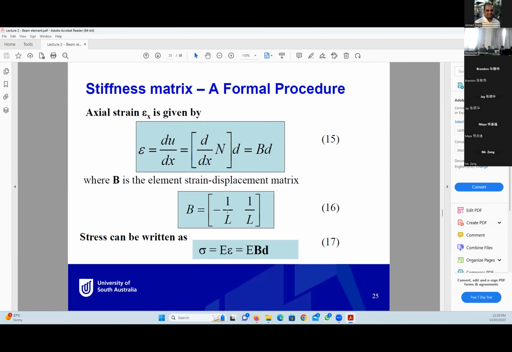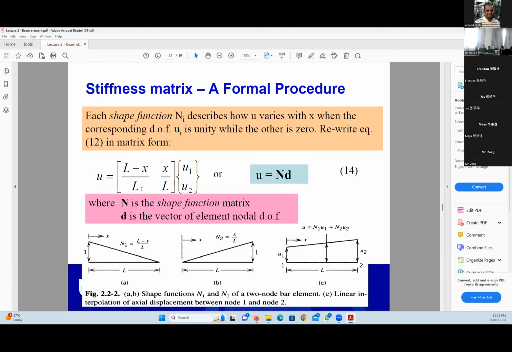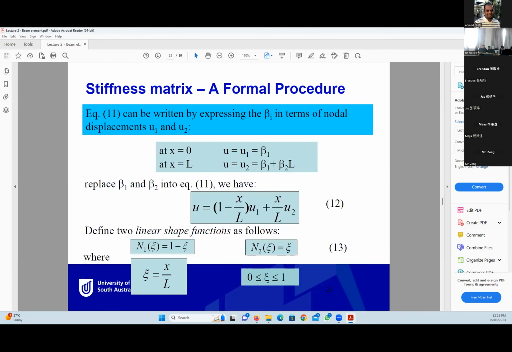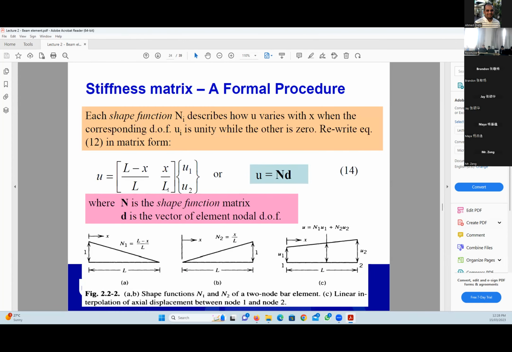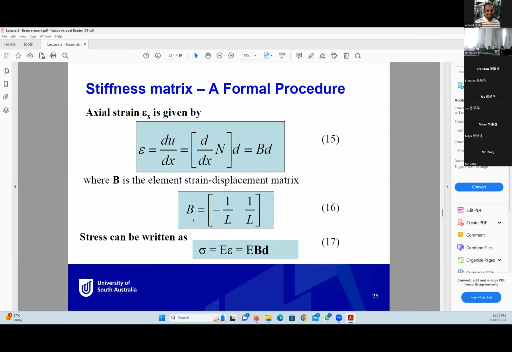B will equal negative 1 by L, 1 by L. Where does this come from? If we return back to N, where is N? This is N. So if we differentiate N with respect to x, this will be negative 1 by L. If we differentiate x by L with respect to x, it will be 1 by L. So this element strain displacement matrix B is negative 1 by L, 1 by L.